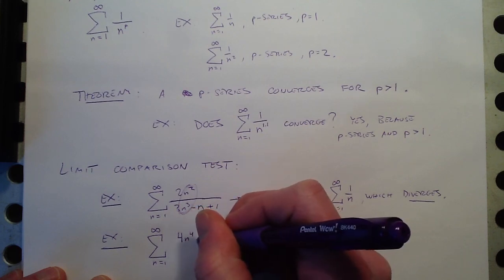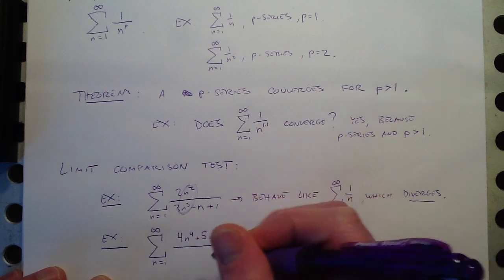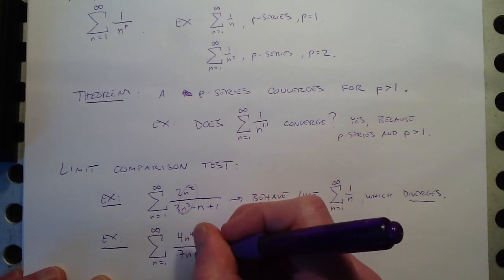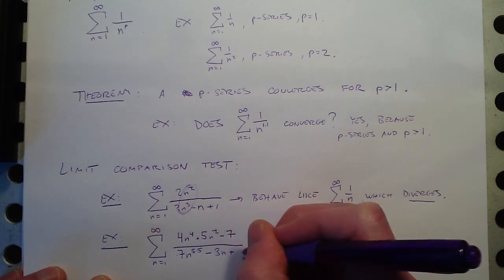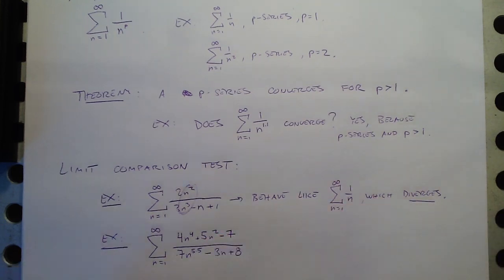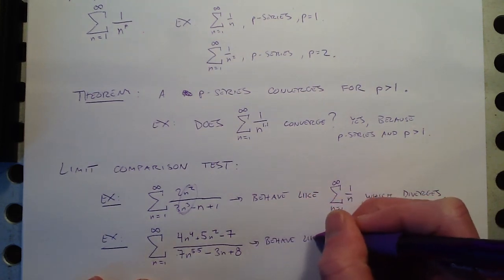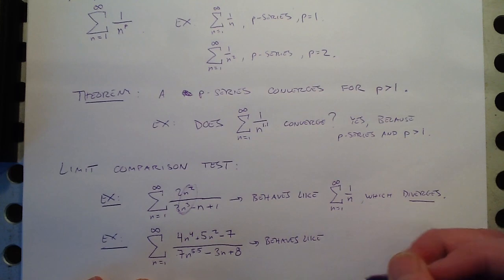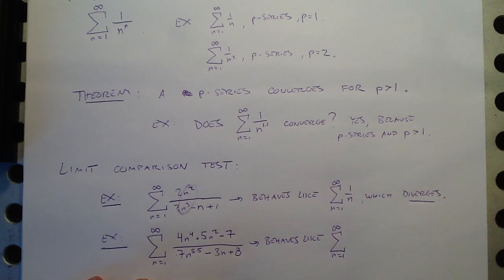4n to the 4th plus 5n squared minus 7 over 7n to the 5.5 minus 3n plus 8. What's that going to behave like? I suppose I should say behaves like, to be grammatically correct. That's going to behave like, you can pause if you haven't done that already.